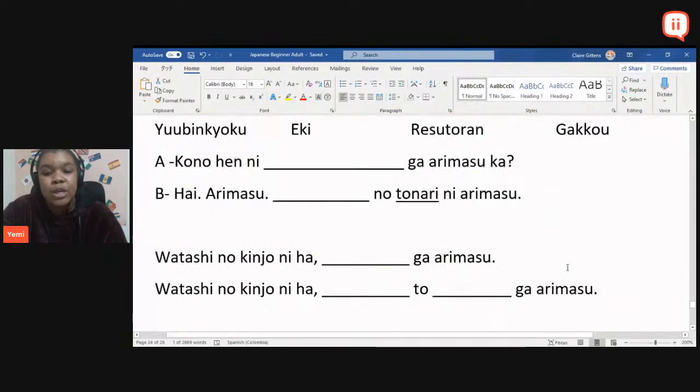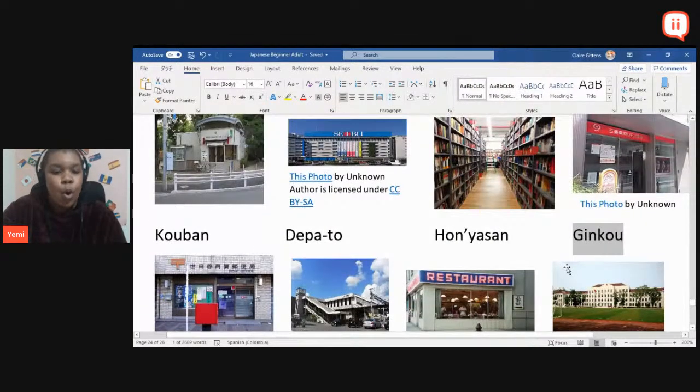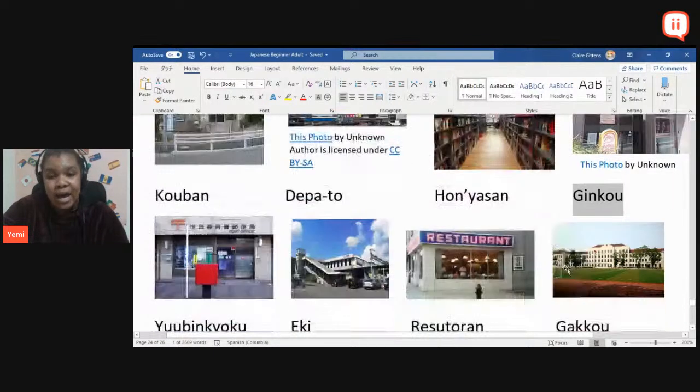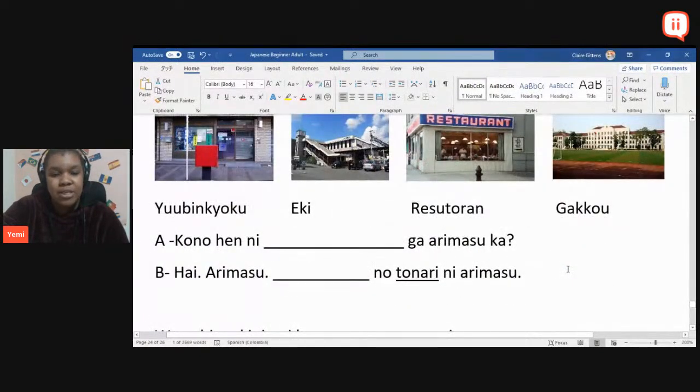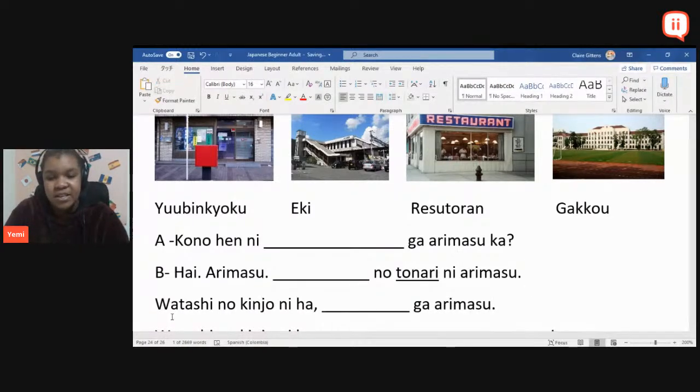Watashi no kinjo ni wa kouban ga arimasu. Watashi no kinjo ni wa depato ga arimasu. Watashi no kinjo ni wa honya san ga arimasu. Watashi no kinjo ni wa ginko ga arimasu. Watashi no kinjo ni wa yubin kyoku ga arimasu. Watashi no kinjo ni wa eki ga arimasu. Watashi no kinjo ni wa restaran ga arimasu. Watashi no kinjo ni wa gakko ga arimasu.